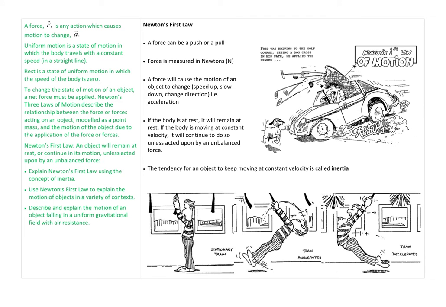Okay, to start with, we are going to look at what a force is and how it affects the motion of an object. Really going back to what you probably did in middle school. Then we're going to look at Newton's first law and the concept of inertia. And then finally, we're going to describe and explain the motion of an object falling in a uniform gravitational field with air resistance. And we're really going to look at the concept there of terminal velocity, and I'll do that on the next slide.